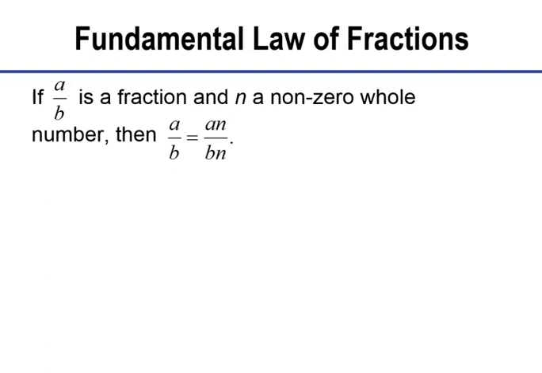Let's read it and talk about it. If a over b is a fraction, and n is a non-zero whole number, and we already know that b is a fraction or a rational number, so b is not allowed to be 0. So b and n are not allowed to be 0. Then the fundamental law of fractions says that if we take a and multiply that by n, we also must take b and multiply that by n as well. And these fractions are equal.